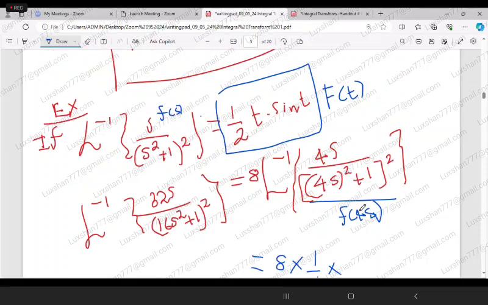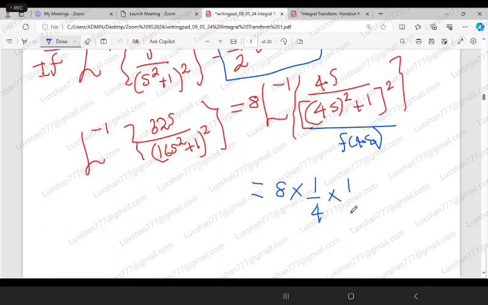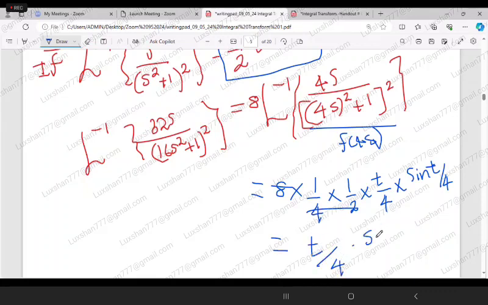Therefore, again you have half into t over 4 into sine t over 4. That is, we are replacing all t by t over 4. So if you simplify, 2 over 8, this 8 can cancel, then we get t over 4 sine t over 4. Okay, so that is the answer.